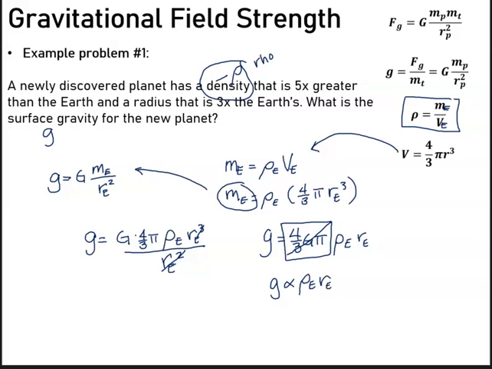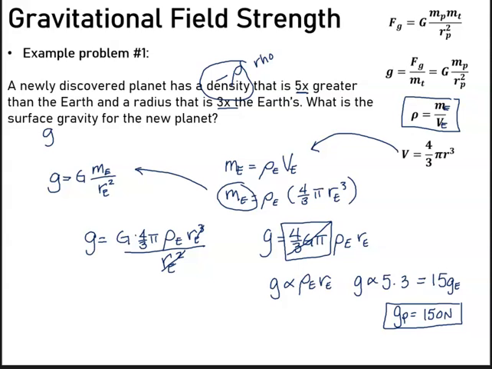So now if I want to find out what the new surface gravity is, I can use my changes here. The density is 5 times greater times the radius, which is 3 times greater. So my surface gravity is going to be 15 times the Earth's surface gravity. Well, if the Earth's surface gravity is 10, then the surface gravity of my new planet is going to be 15 times 10, or 150 newtons.